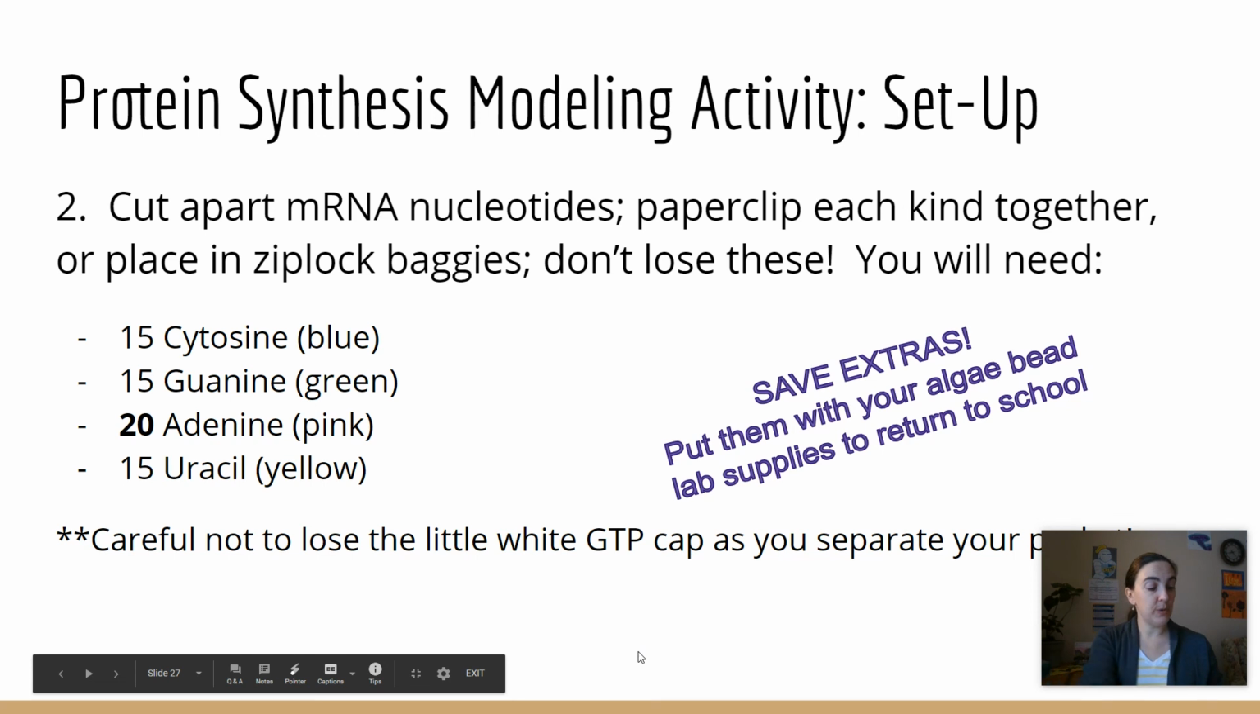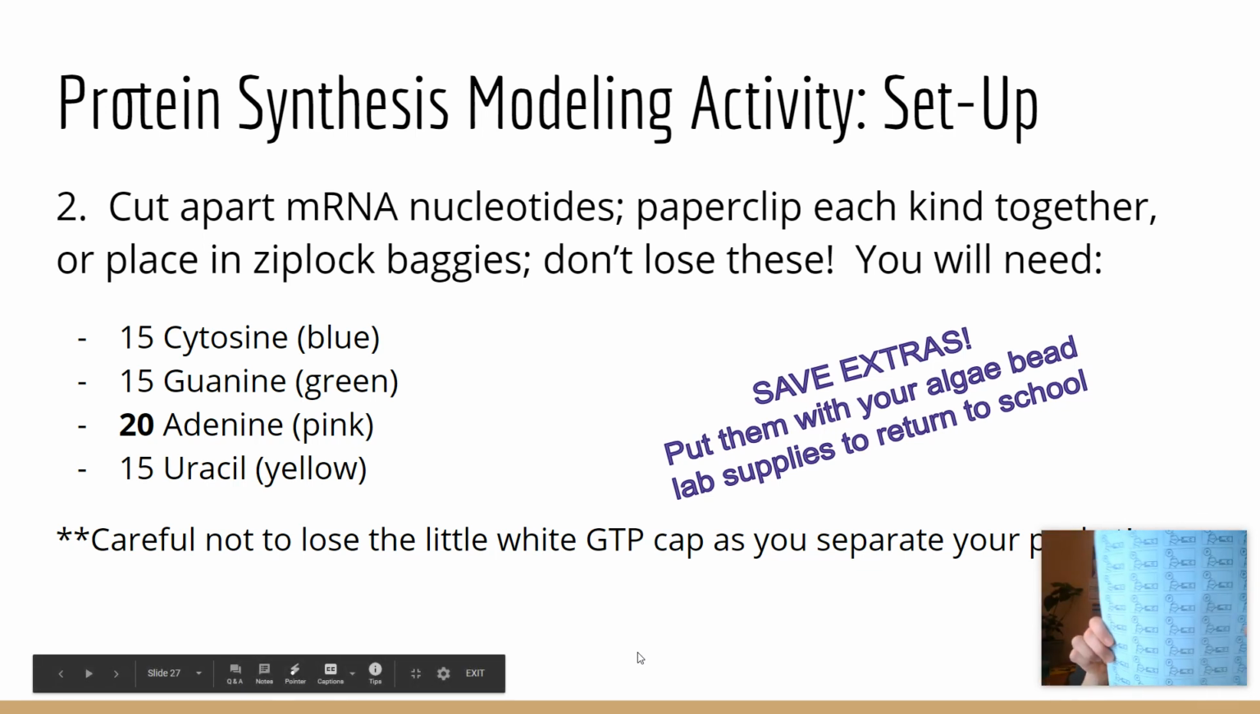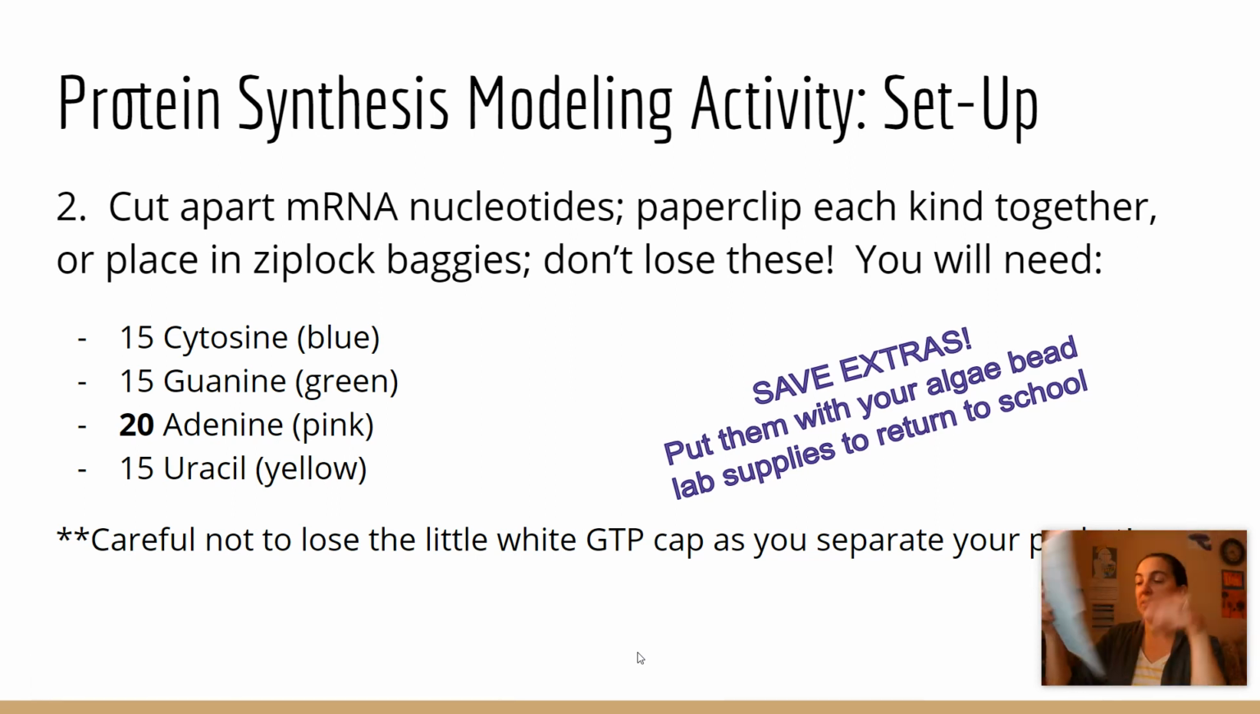The second thing that you're going to do today is you are going to cut apart your RNA nucleotides just to save yourself some time tomorrow. The next 4 pages in your packet look like this. You've got C's, G's, A's, and U's, and they're all different colors. You do not need all of them. Please don't cut them all apart because I'd actually like you to bring the extras back to school, and I will reuse them when we do this activity next year, so we're not wasting so much paper. It was just much easier for me to send a whole page of them home with you, but you only need 15 each of the C's, G's, and U's, and you need about 20 of the A's.